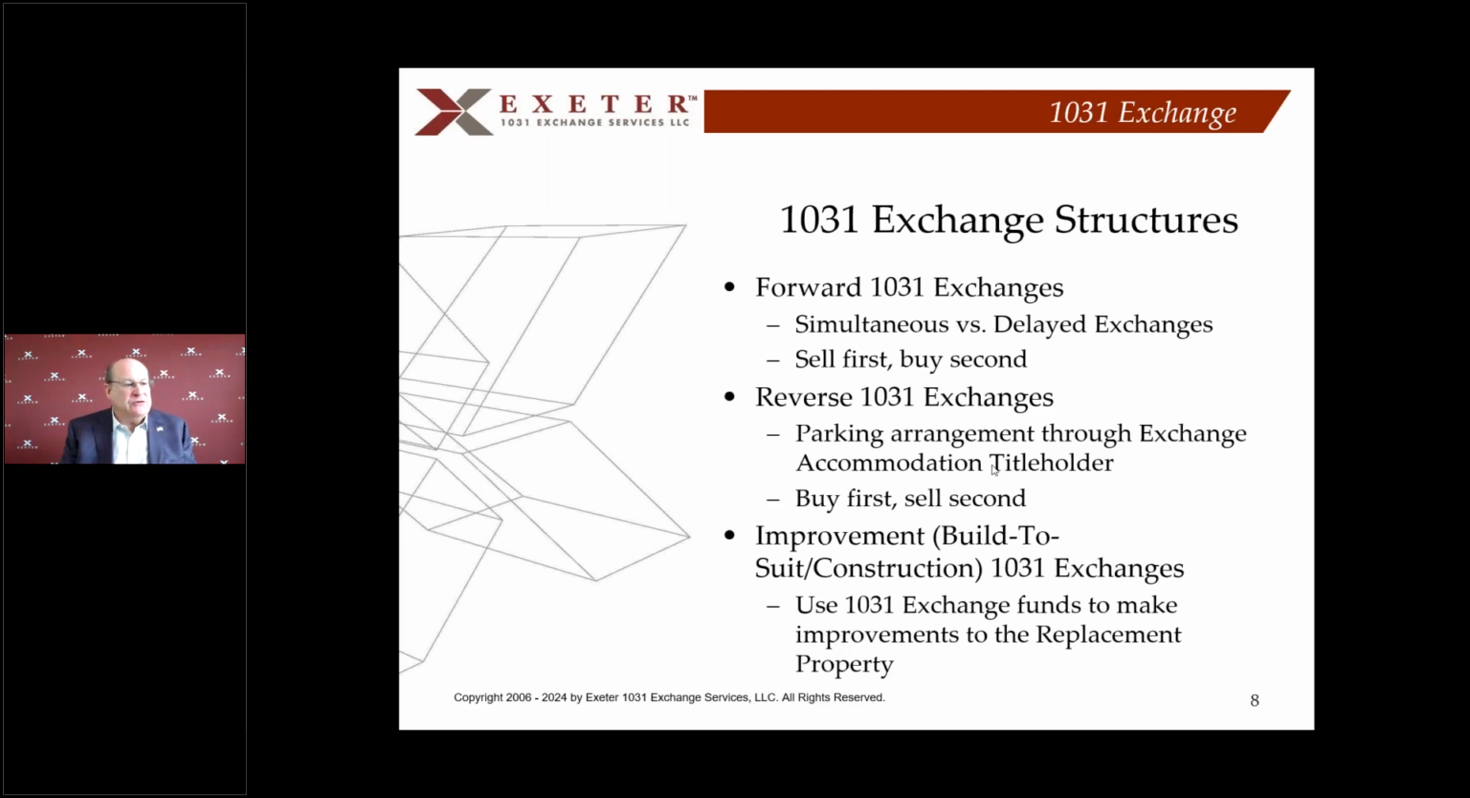Now let's get into the actual structures. We talked a little bit about these at the very beginning during the intro. These are really the three structures for 1031 exchange transactions. There's all sorts of subcategories here, if you will, different ways of doing these, but these are really your three primary strategies. 96% of our transaction volume would be 1031 exchange or forward 1031 exchanges, where you sell first and then you purchase or reinvest in your replacement property second.